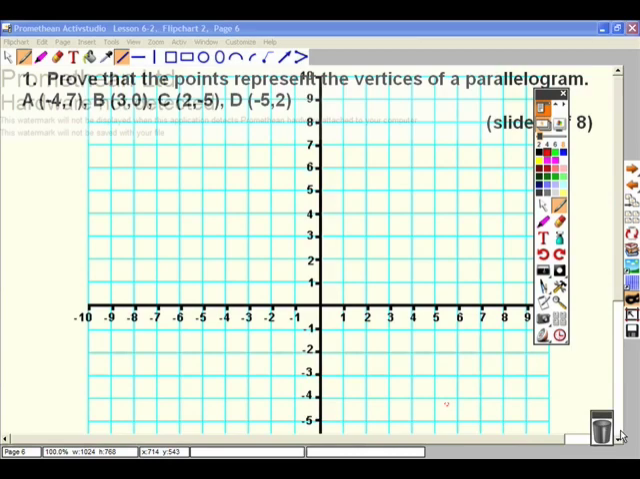On this slide, I can show the students how to verify if the points given create a parallelogram. I start by plotting the points. I'll enlarge the font scale. Plot the 4 points. Connect the points.